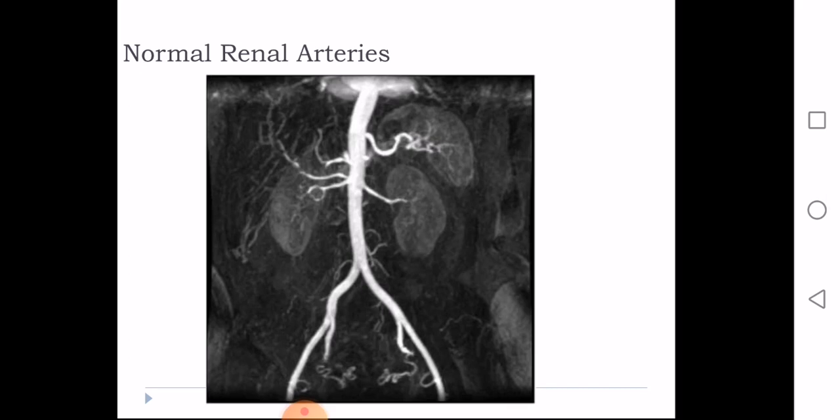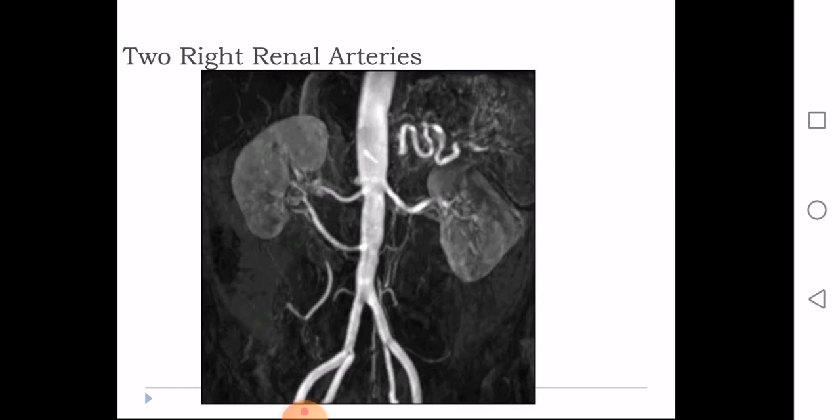Can you see the kidneys? And you can identify the abdominal aorta. Can you see the vessels going from the abdominal aorta to the kidney? That is the renal artery. So now you have extra arteries on the right side, not the left. The left is normal.